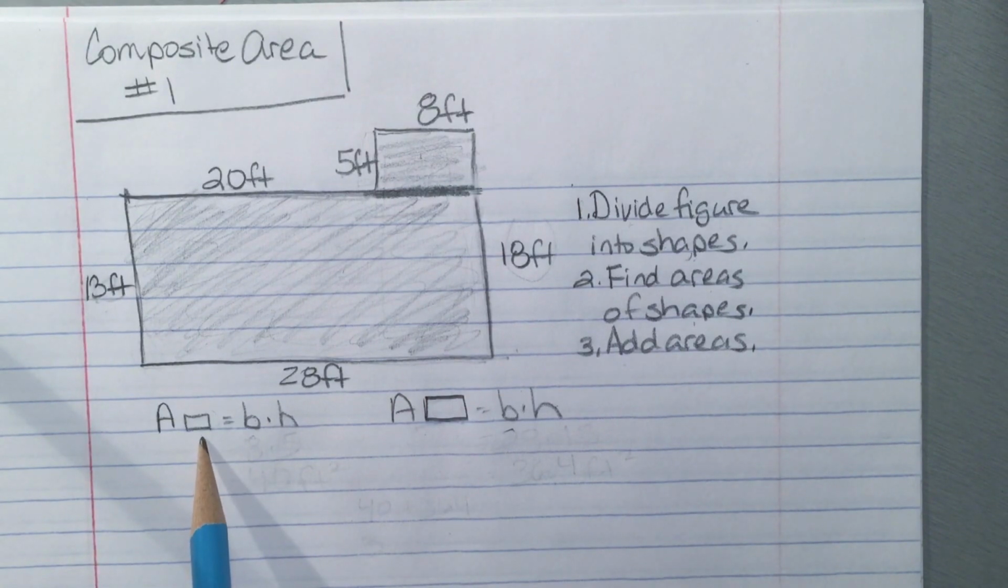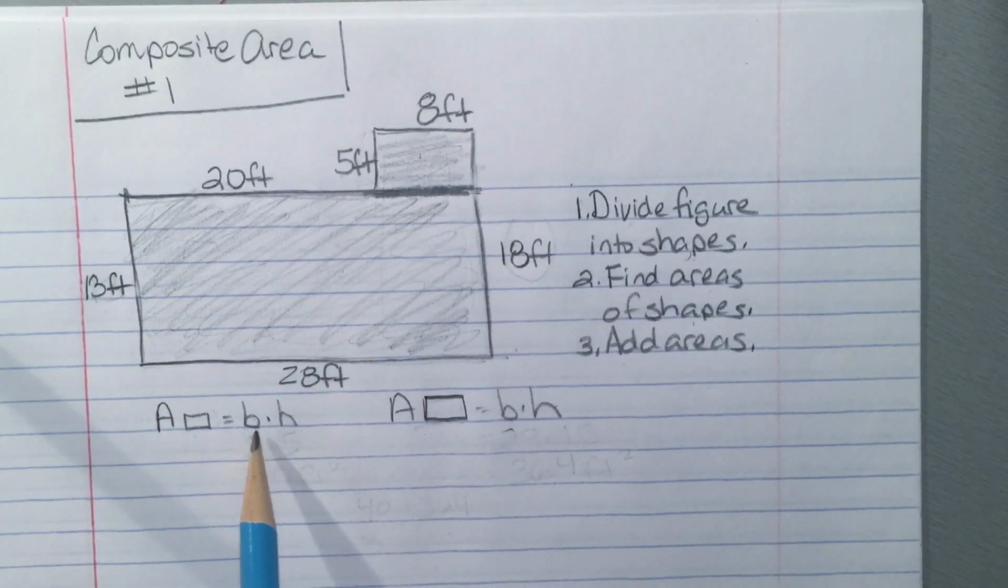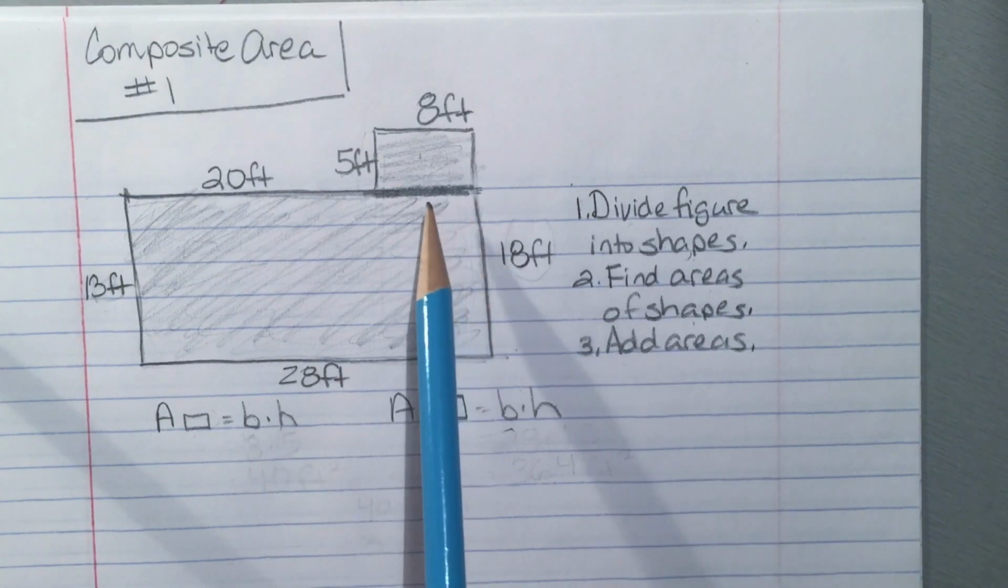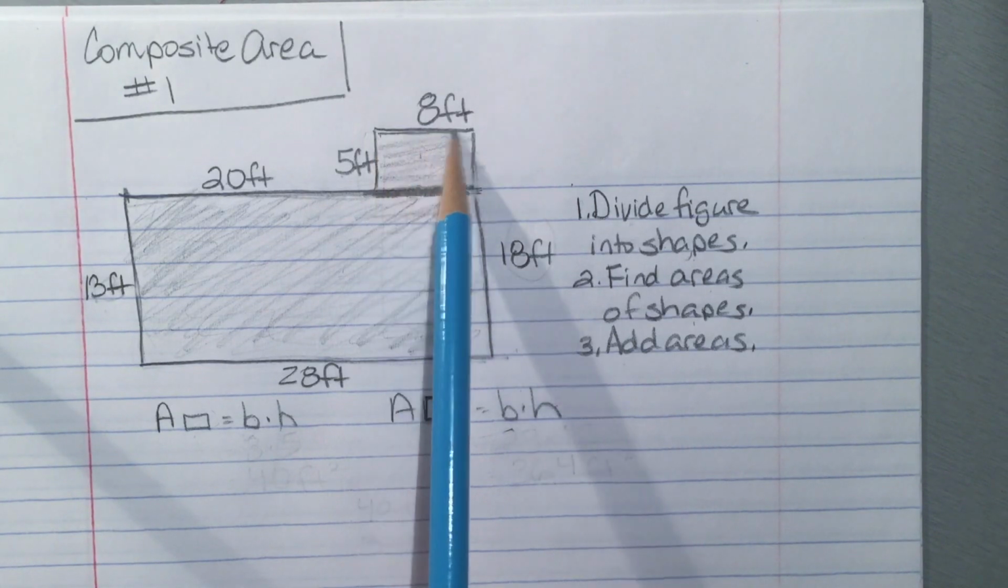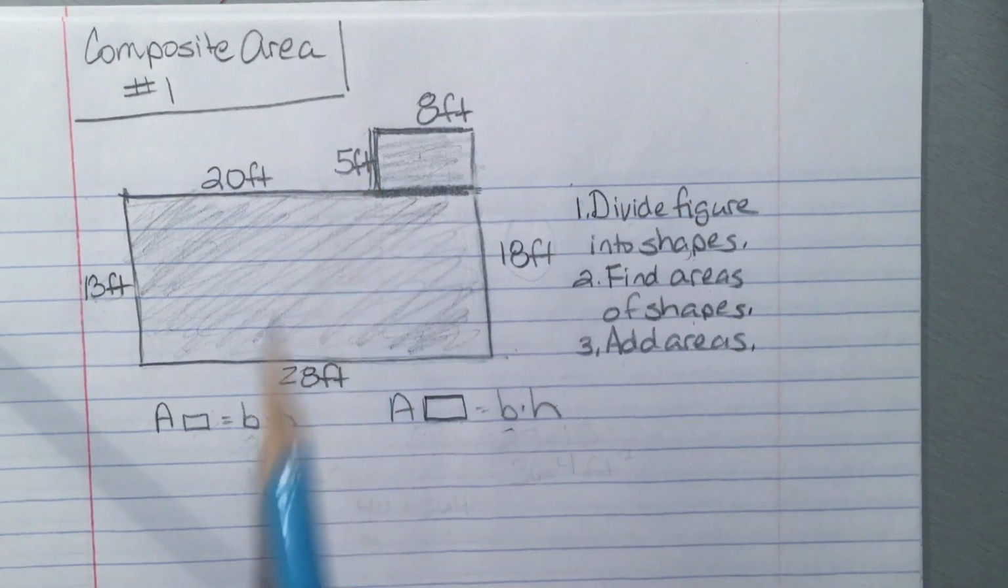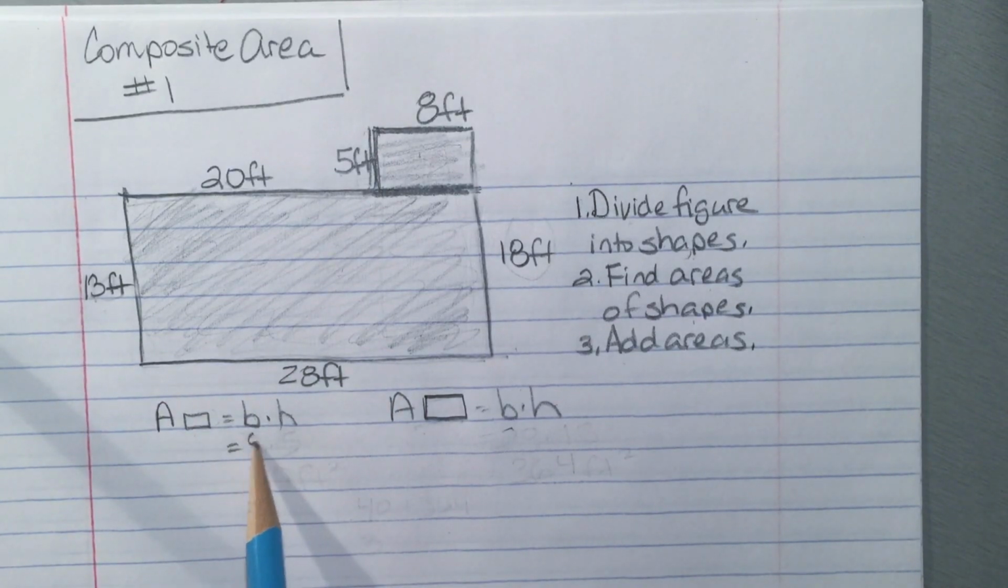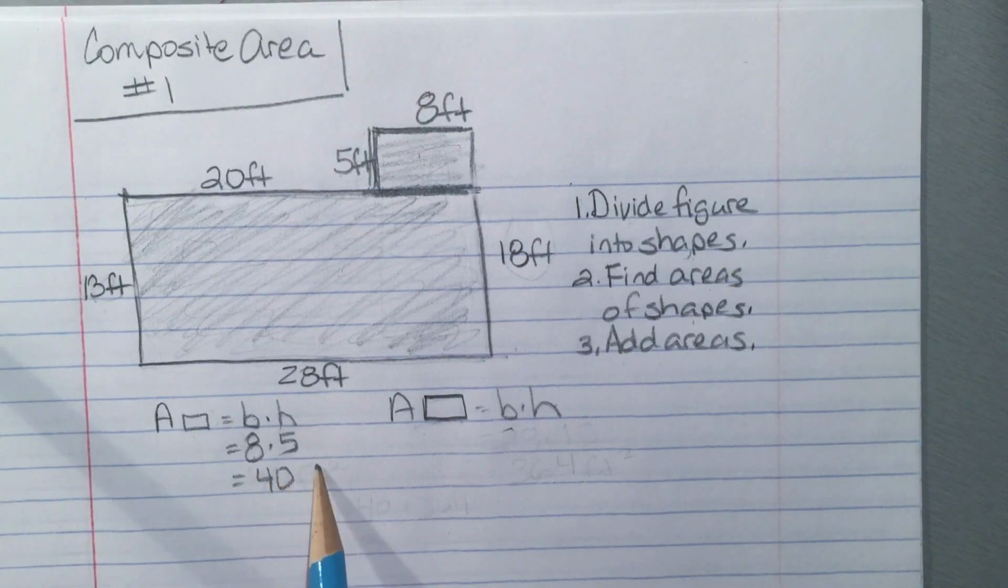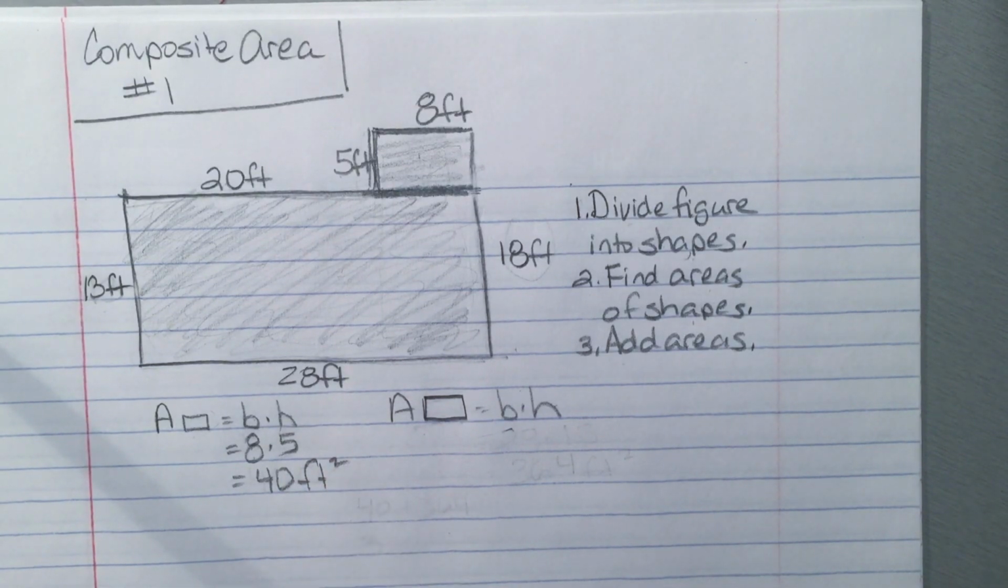Let's find the area of the smaller rectangle. We know that the area of a rectangle is equal to base times height. So what are the base and the height of this rectangle? I see that the base of this rectangle is 8 feet and the height is 5 feet. So the base is 8 and the height is 5, and 8 times 5 is 40. And the units that we give area are square units, so it's 40 square feet.